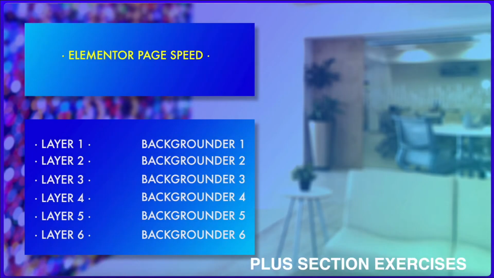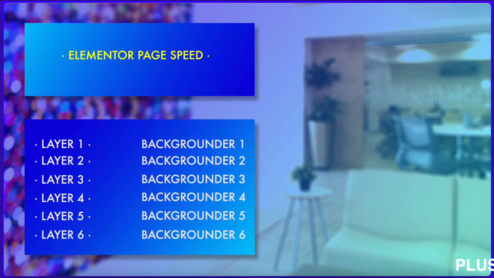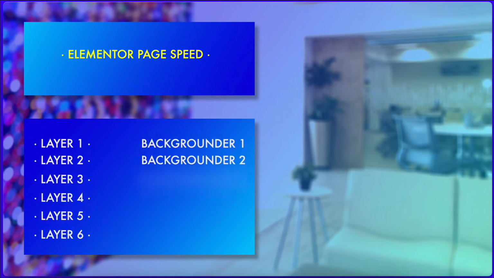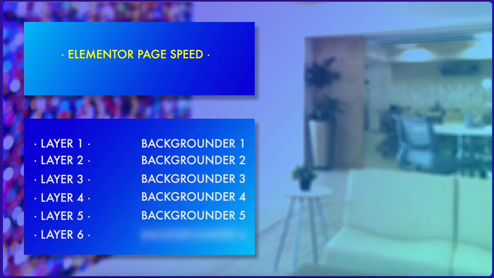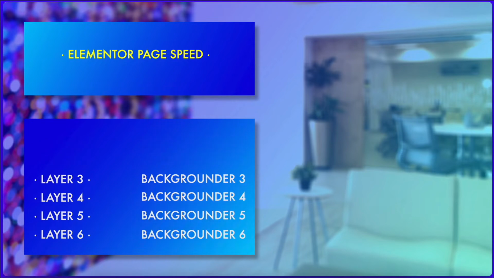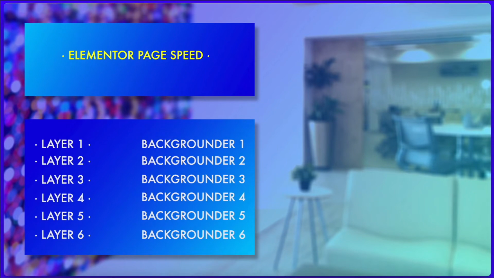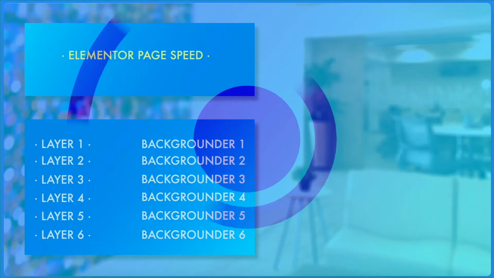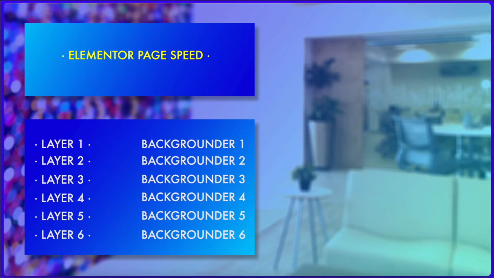So we've got a great lineup of information for you today, and for the Elementor Page Speed course, we've got it broken down into 6 different layers and 6 different backgrounders. There's a lot of information to cover. I wanted to design this course so that you can actually absorb things one step at a time. So I created 6 different layers of information so that you can cover off all the core information in each layer. And then I've got 6 backgrounders that will actually support each of those layers.